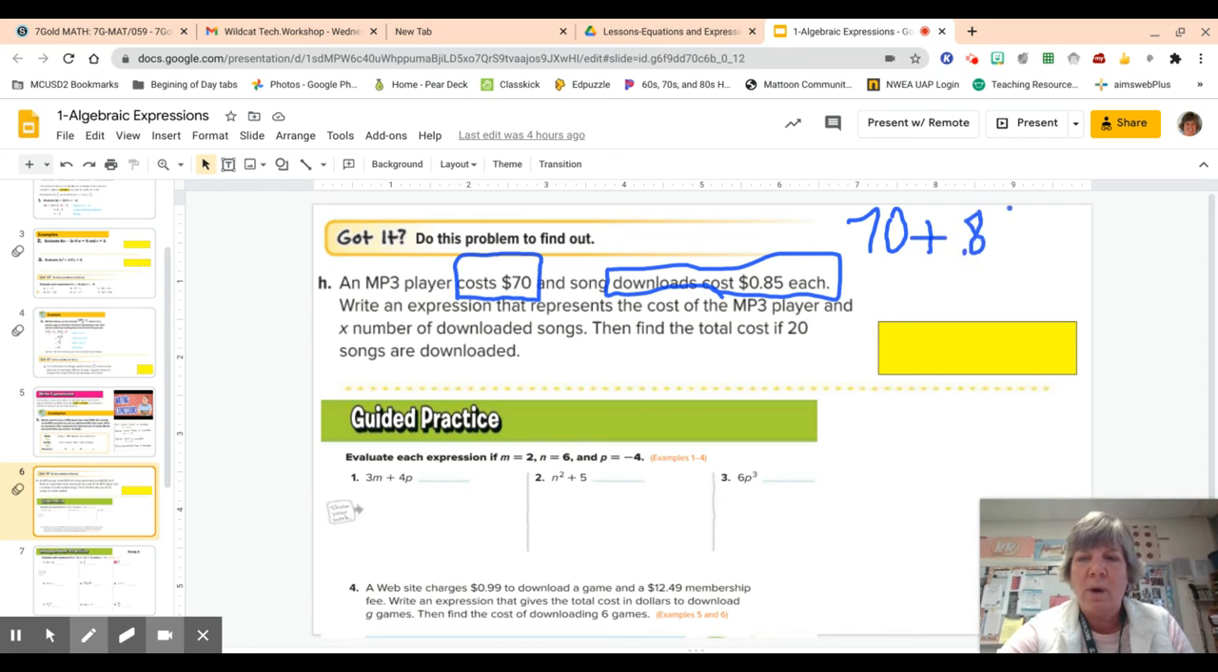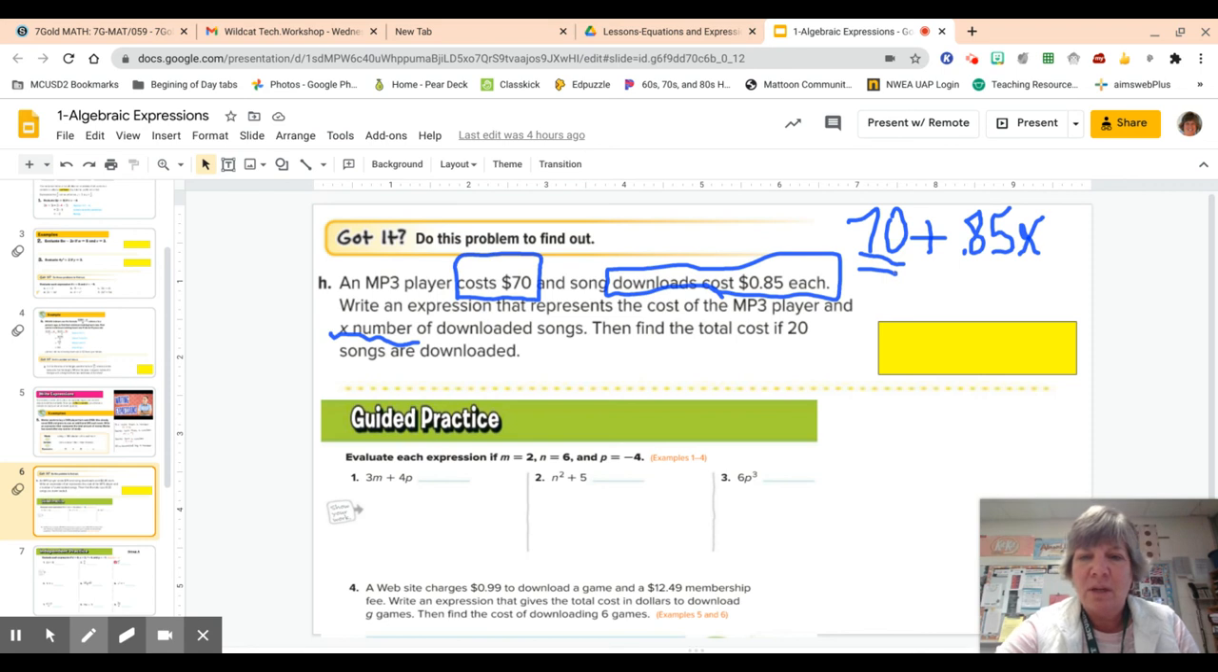So are you buying one song? Well, we don't know, do we? Are we buying two songs? No, we don't know. So we're buying X number of songs because we don't know how many songs we are going to buy. But we do know we have one MP3 player plus some songs times 85 cents a song.